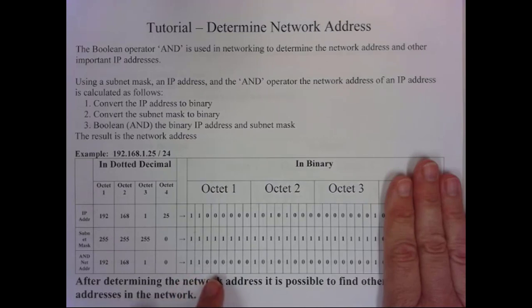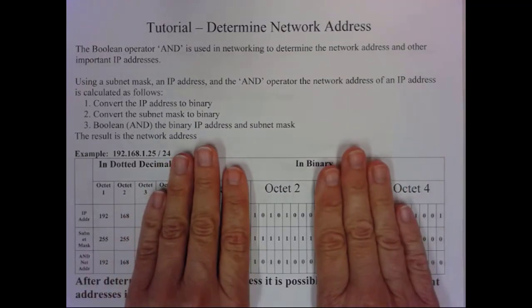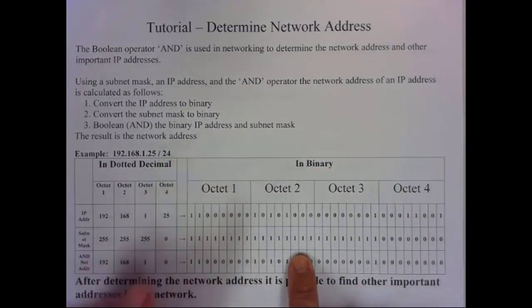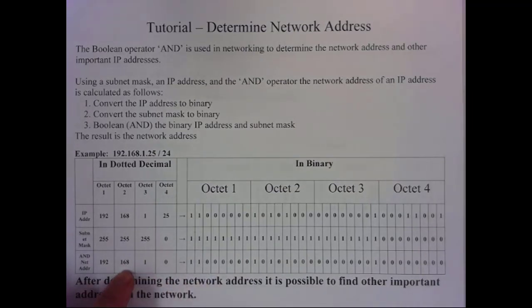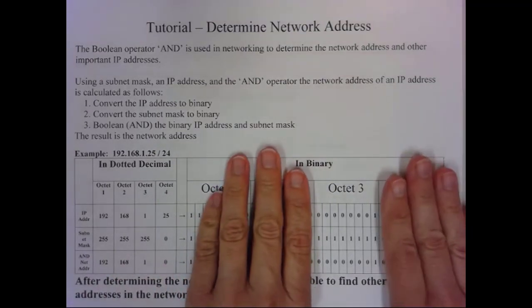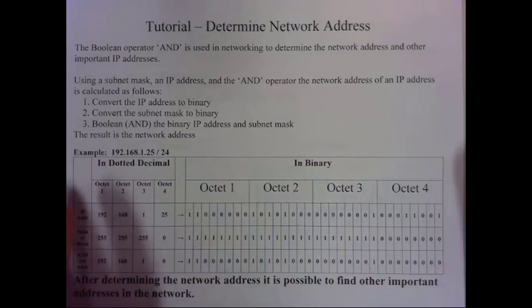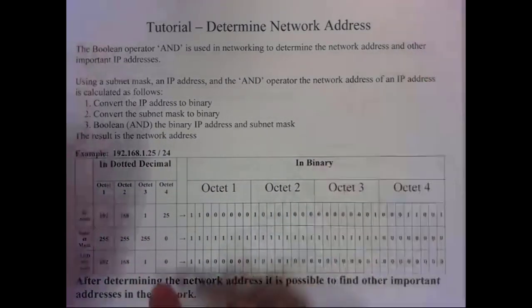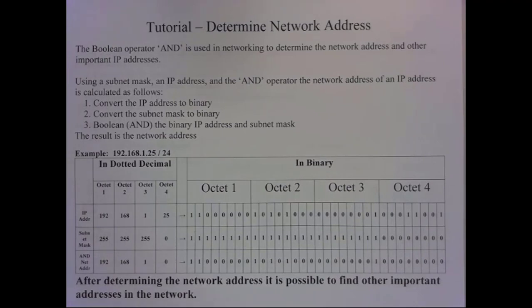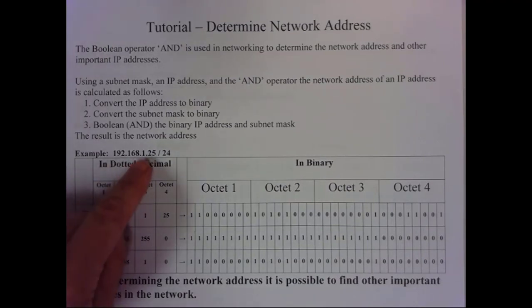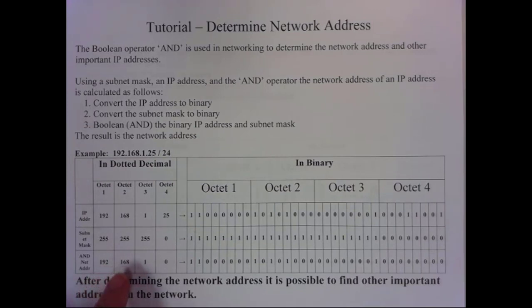Now I just have to convert it back to decimal. This 11000000 is 192. I look at octet number 2. I convert the binary back to its decimal equivalent, which is 168. I look at octet number 3. I convert the binary value to its decimal equivalent. I look at octet number 4, and I convert the binary to its decimal equivalent. I now know the network address for this IPv4. The network address will be 192.168.1.0/24. This IP address belongs to that network.